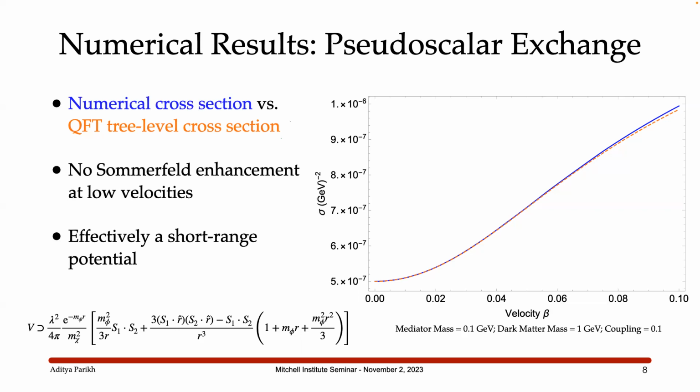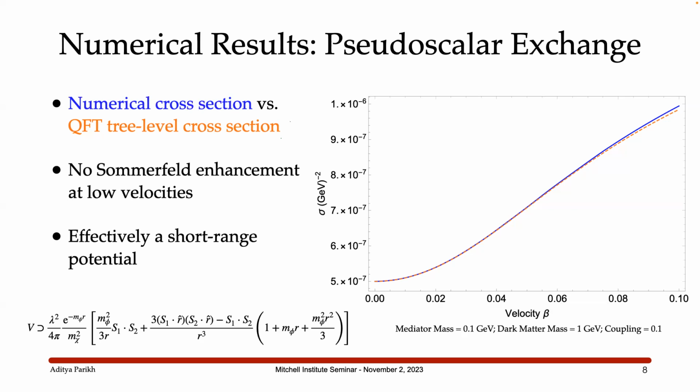heuristically, I'd argue that this is effectively a short range potential. The way to see that is there are 1 over r cubed and 1 over r squared type pieces in this potential, which effectively will die off very quickly with large distances. So it shouldn't be super surprising that those things behave like short range potentials.